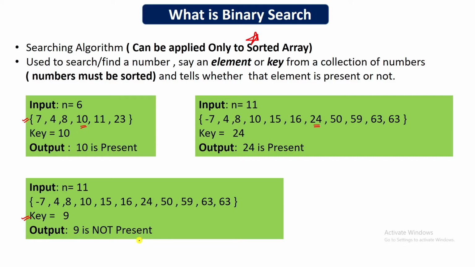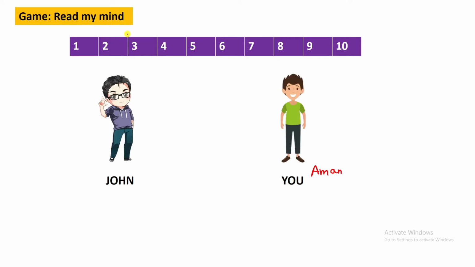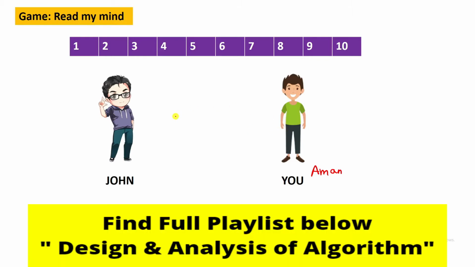Now let's see how the binary search algorithm works, and how we can solve our problem of searching for a given number in a sorted array using binary search. Before starting with binary search, let's play a game. The game is read my mind. John says to you, you are Aman, hey Aman, let's play a game. The game is, I will think of a number between 1 and 10 in my mind, and you have to tell me what number I have thought of. So you have to read my mind.